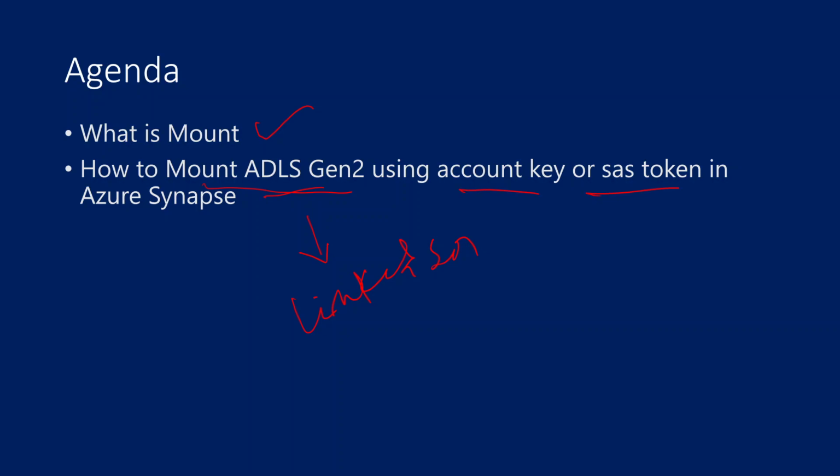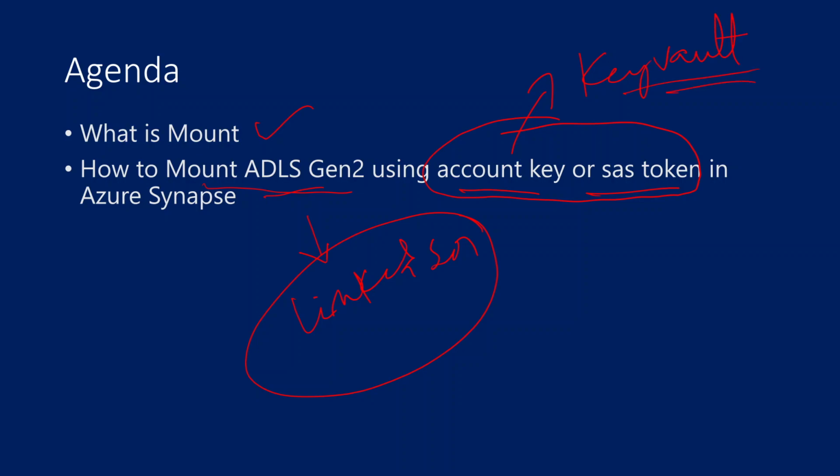or SAS token. Usually in real time, mounting using a linked service is the recommended way to do that. Mostly try to avoid using the account key or SAS token. Even if you are using that, try to use it via Key Vault. We are going to discuss using them via Key Vault as well in this video.